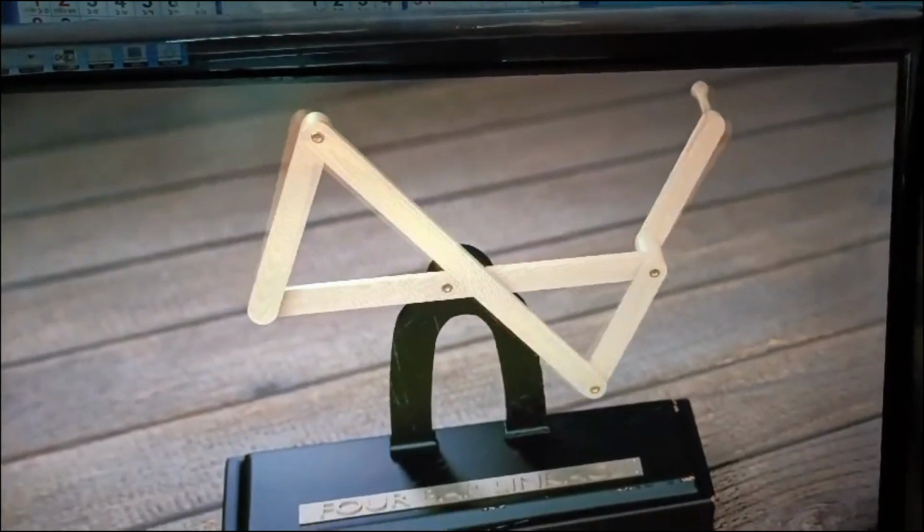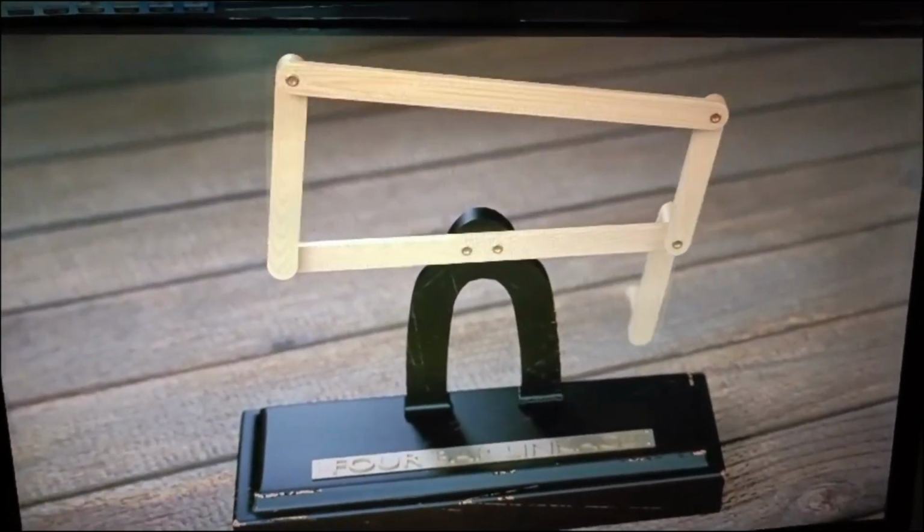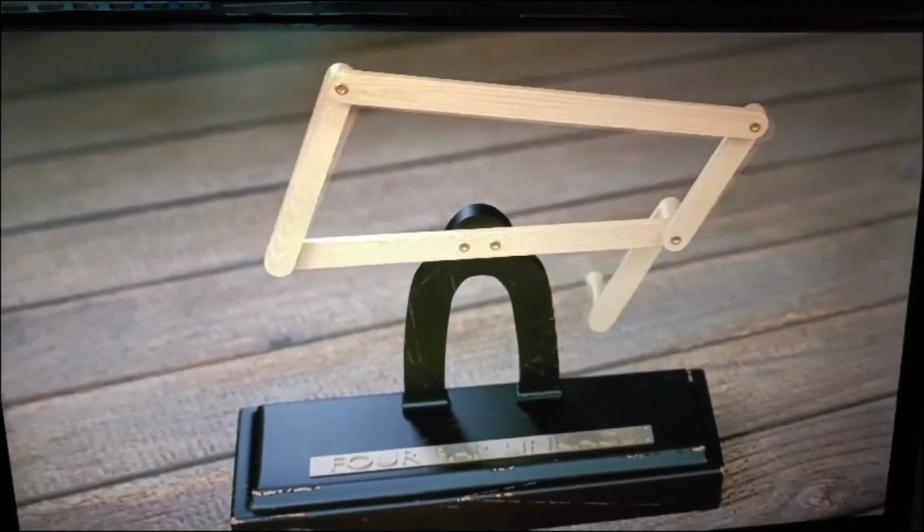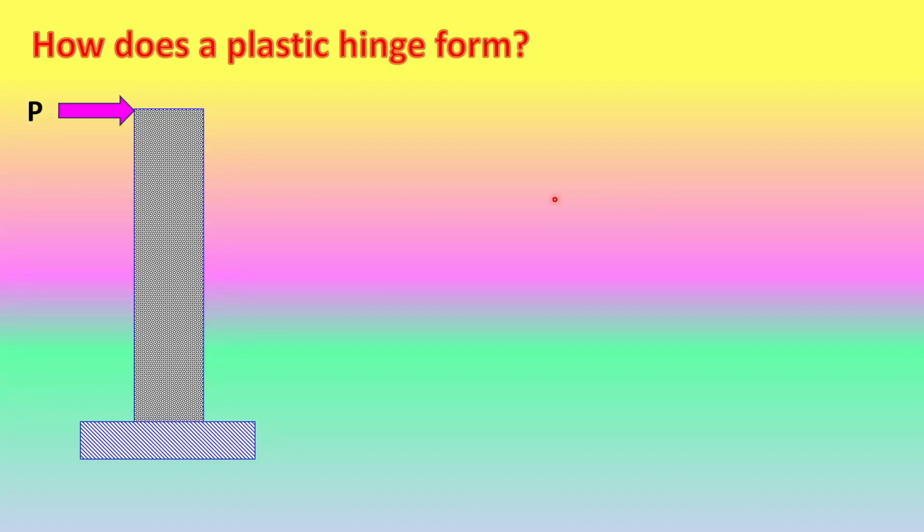This video is showing a mechanism made out of bars which operate on the principle of hinges. Again, here we see a window is opening and it is opening about the hinge. Now let us see how a plastic hinge is formed.